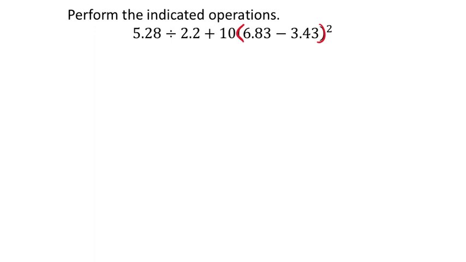Even though I'm not stacking and subtracting on this, all I'm doing is going to my calculator: 6.83 minus 3.43. And again, I just type this into the calculator. I push enter. Okay, 3.4, or 3 4/10.